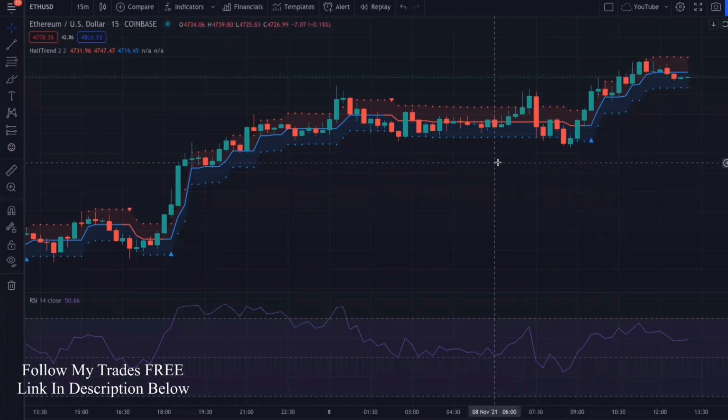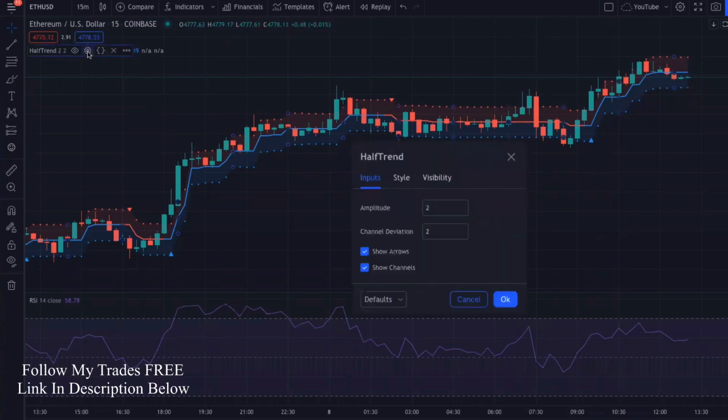All right. So the first thing we're going to do is go into the half trend, go into the settings right here. And here we're going to go ahead and remove the channels. I don't want to look at the channels. It makes it look a little bit cleaner. And we're going to change the amplitude to 4. Those are the only two changes we're going to make to the half trend indicator.